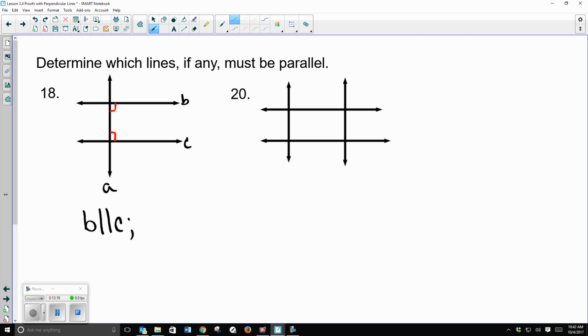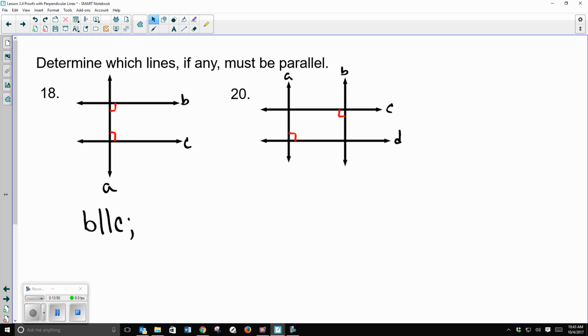Number 20 has this angle as a right angle and this angle as a right angle. Now they may all look parallel. A and B may look parallel to each other, C and D may look parallel to each other, but that doesn't mean that they are. You can't prove it. It could be off by 1 degree. So what they're really asking is, if these two angles are right angles, does that mean anything's parallel? It looks like it might be, but here's what's going on in my head.